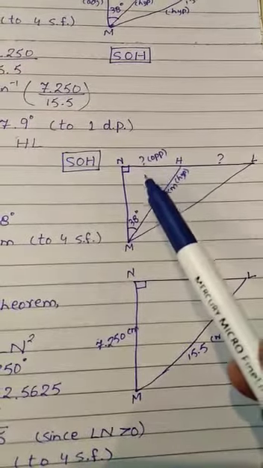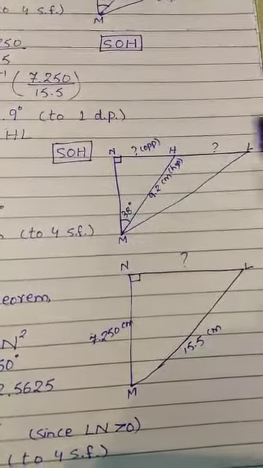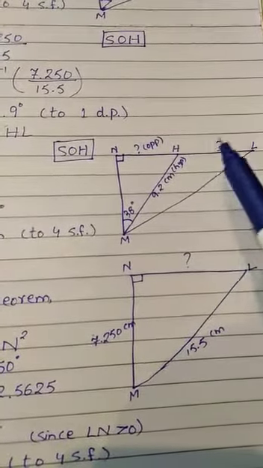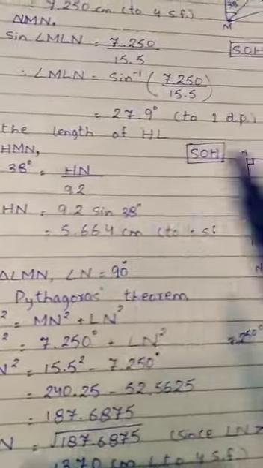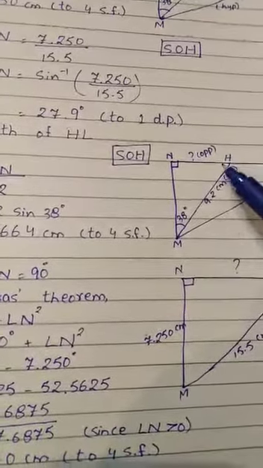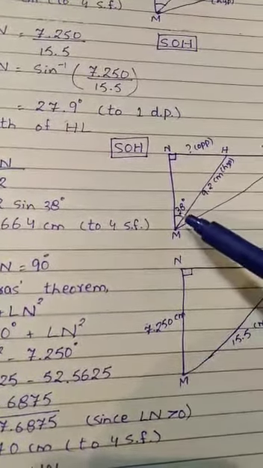Now look at part 2. In part 2, you are supposed to find the length of HL, only this length. So first we will find this length, then we will take the complete triangle and apply the Pythagoras theorem, and then you can easily find the HL length. So let's come to the solution.